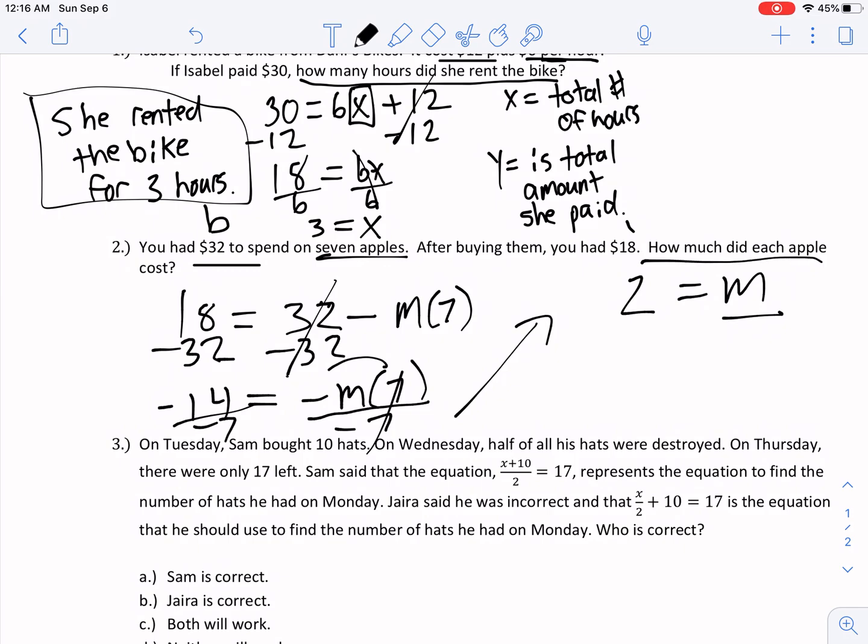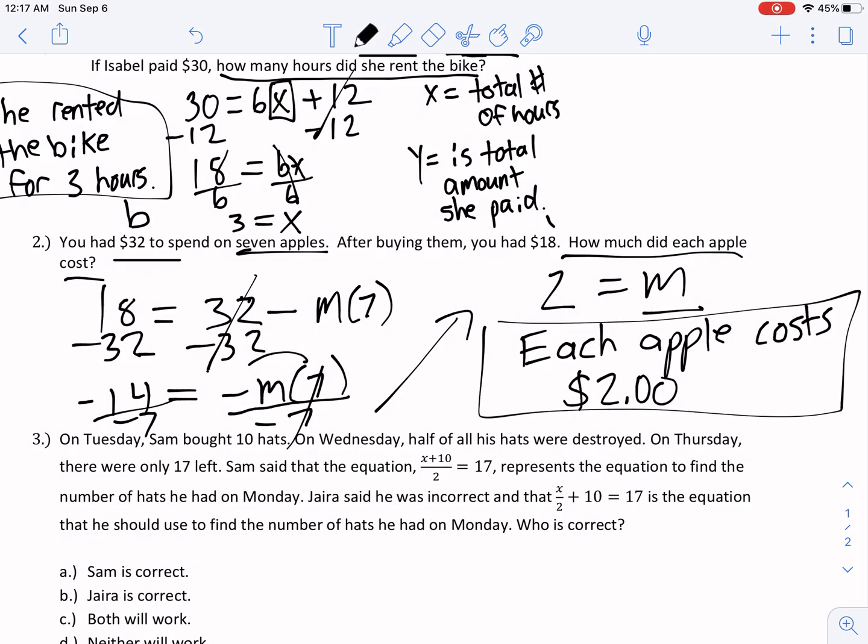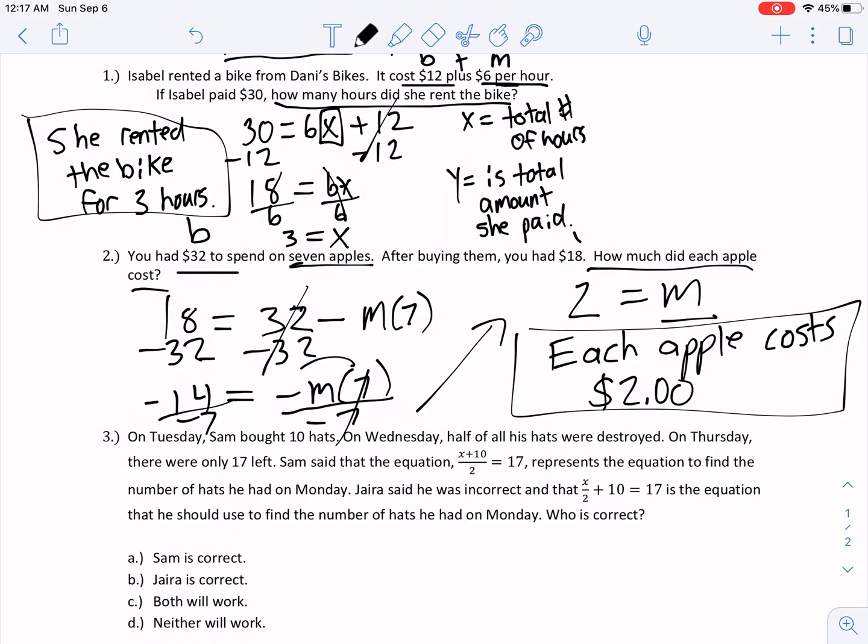So how much did each apple cost? Each apple costs $2. Okay, each apple costs $2. Okay, so just to backtrack here, we started with 32. We subtracted out how much it was per apple, and we bought 7 apples, set equal to how much we ended up with after we left the register. So after we paid, we had $18 left over. Okay, so we discovered that by getting M by itself, M is equal to 2. In other words, each apple cost $2.